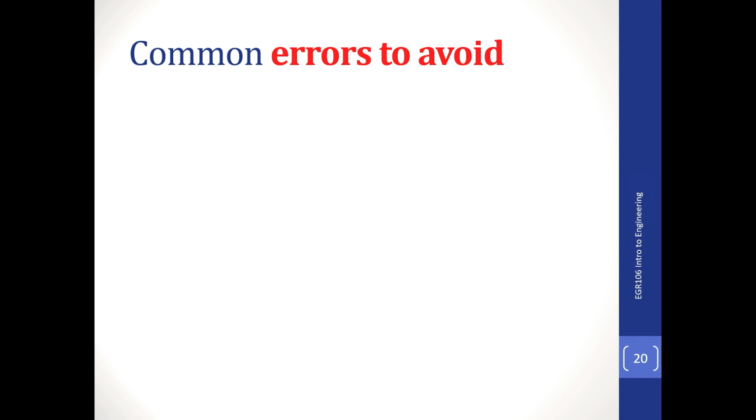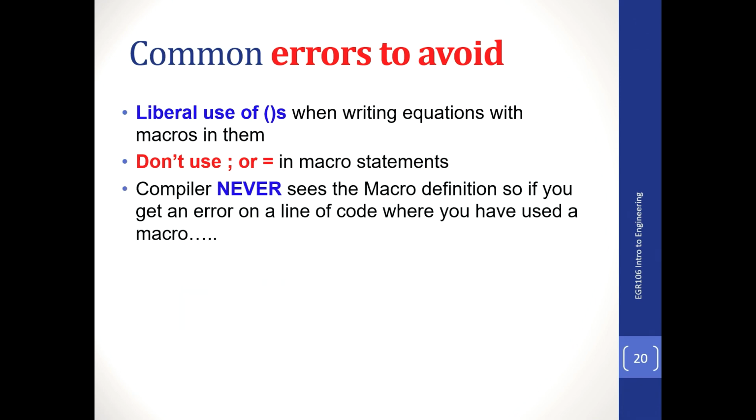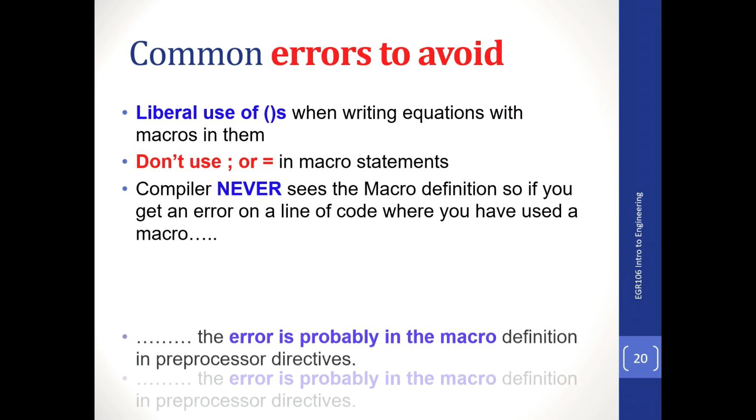Just some reminders on macros, common things to avoid. Those parentheses, that semicolon and equal sign. Your compiler doesn't see the macro. Remember, it gets replaced before your compiler actually runs it. So if you get an error, go check the macro line. There will never be an error in the macro line.